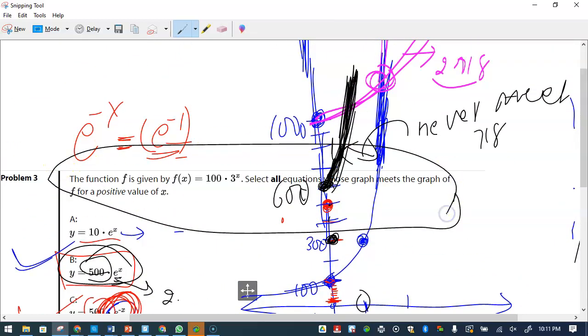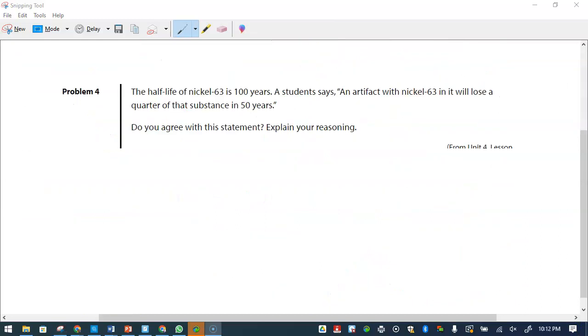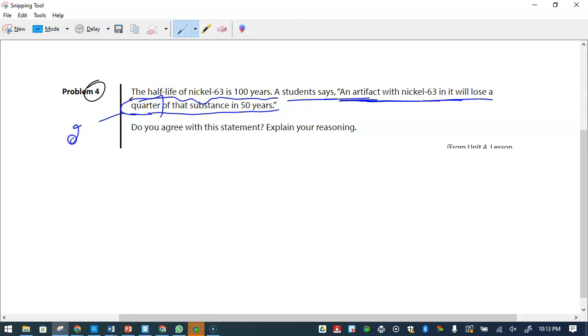So, beautiful problem. Hope that helps you. Okay, watch this. Another nice question: the half-life of nickel-63 is 100 years. The student said an artifact with nickel-63 in it will lose a quarter of that substance in 50 years. So what is a quarter? It means losing 25%, right? That means 75% stays. That's what that means. Let's check it out.